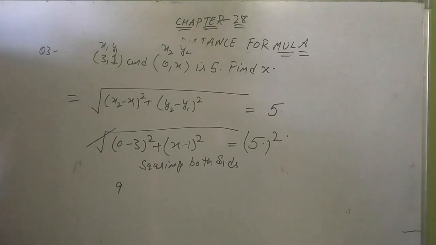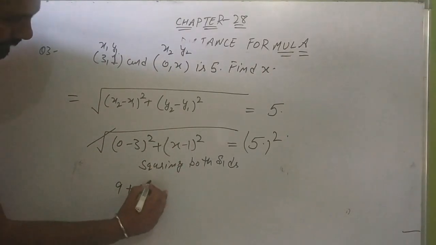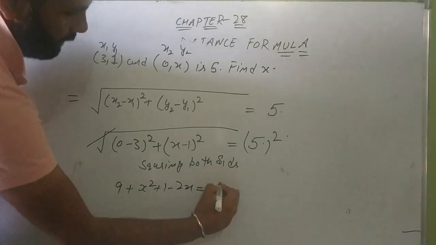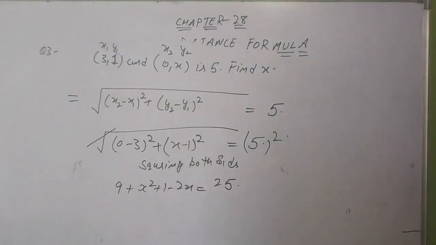x minus 1 square. यहाँ बेटा a minus b square का formula लगा दो. What is that? That is equal to x square plus 1 minus 2x. 5 square is equal to 25. तो x square plus 1 minus 2x is equal to 25.